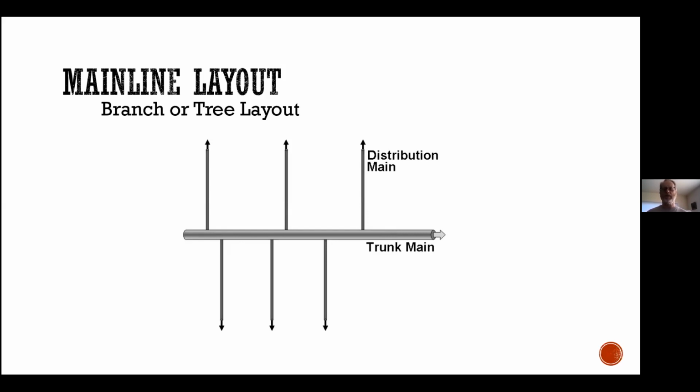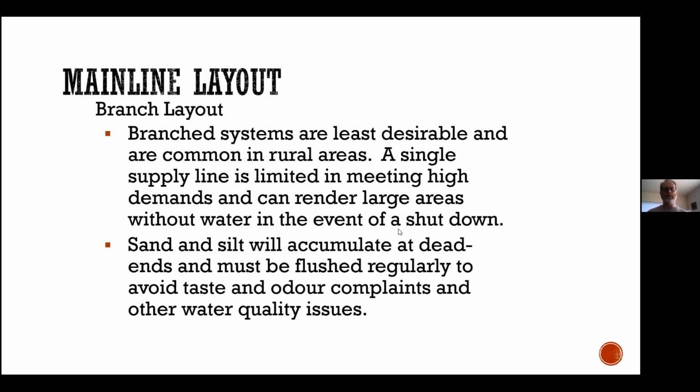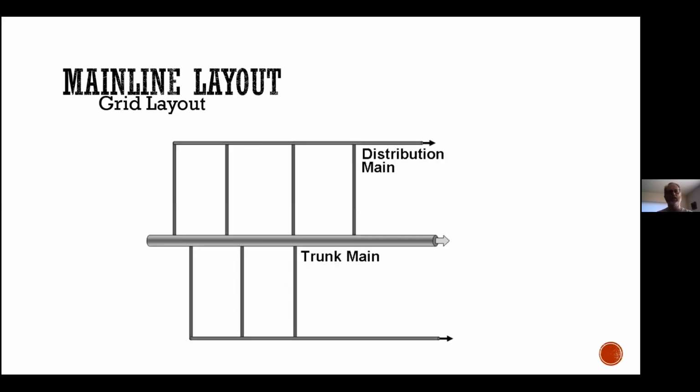Branch, most common term. And there's some aesthetic issues around that too, because the further away from the supply you get, you end up with accumulated material that you've got to flush out. And it depends on the material. Here's a grid. And grid, basically, you can see, you still got the main trunk, but the ends of the distribution main are also looped. So now water can move in more than one direction.